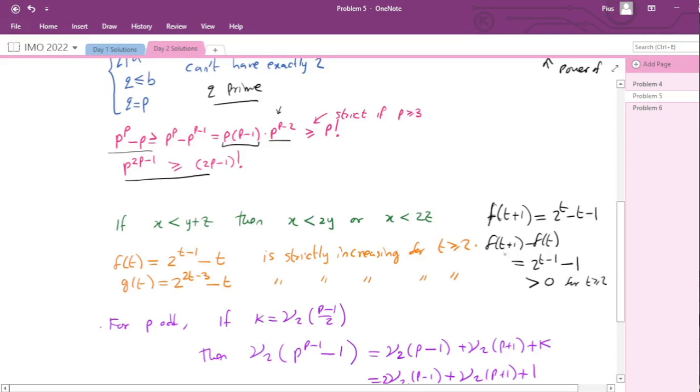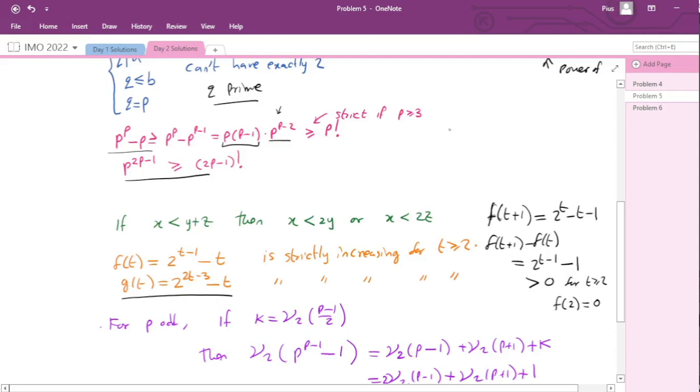So this means that you can look at this like a sequence starting from 2. It's going to be increasing. Okay, and also it's important to note that f of 2 is equal to 0. So meaning beyond 2, the value is going to end up being strictly positive. In the same light, we can actually handle g of t.